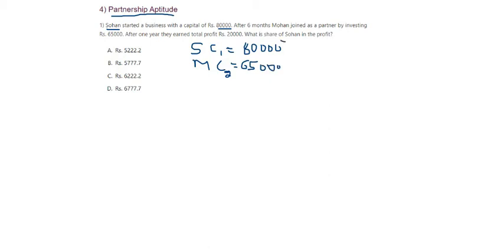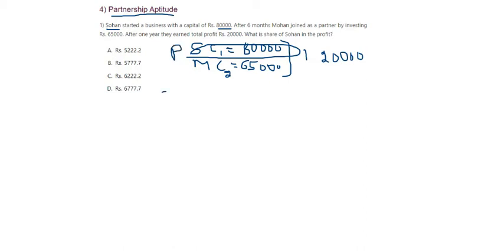After 1 year, they earn a total profit of 20,000. Which means together they earned a total profit of 20,000 after 1 year. So what is the share of Sohan in the profit? They want to know Sohan's share by calculating the profit.